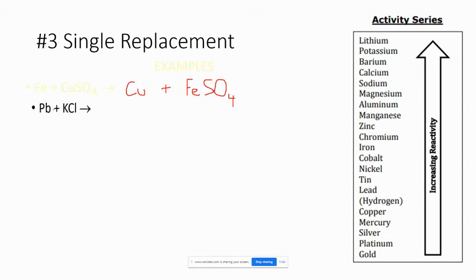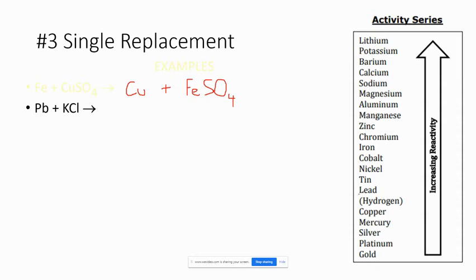PB. What is PB? Man, I don't see anything up here that looks like PB. What could it be? PB is lead. That's right. PB is lead. And it's mixing with KCl.